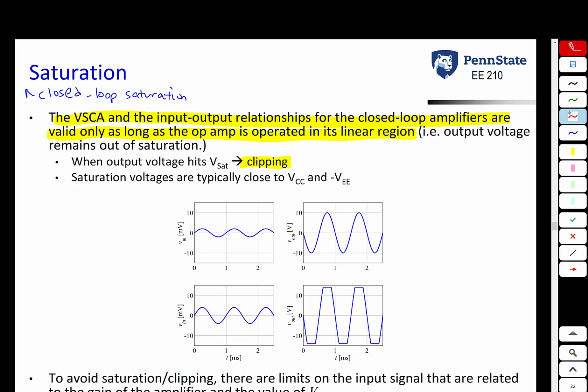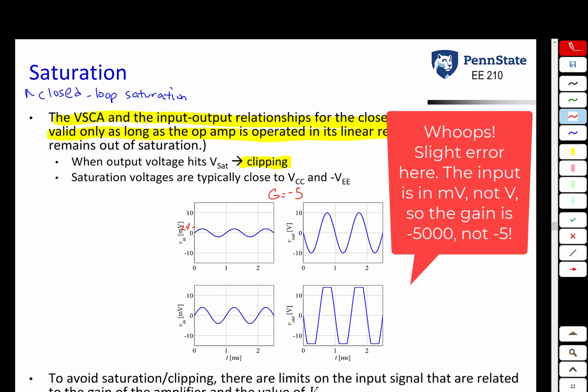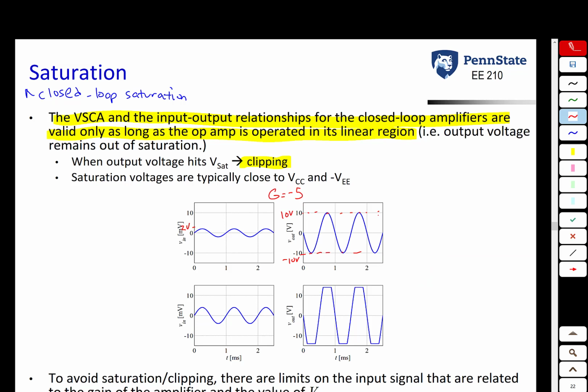So here's an example. Suppose you have a closed loop amplifier with a gain equal to -5. Suppose you have an input with the maximum voltage of 2 volts. It's going to get amplified by -5, so it's going to have a maximum output voltage of plus or minus 10 volts. If this is powered by plus or minus 15 volt source, this is well within the limits, and so the output looks like an amplified version of the input.